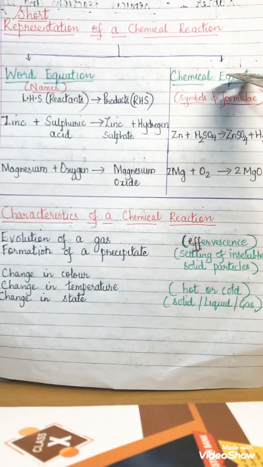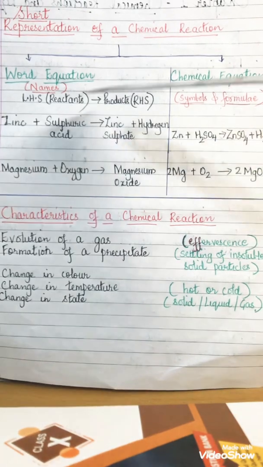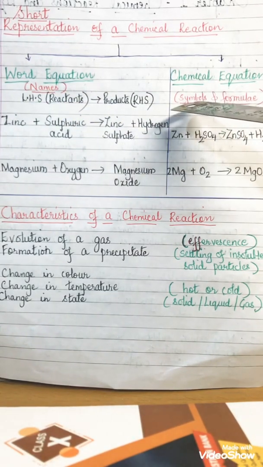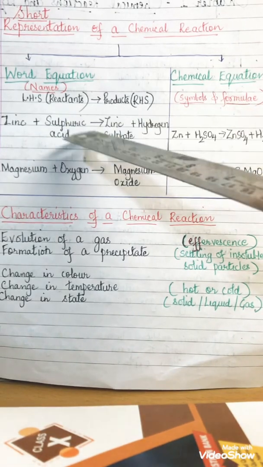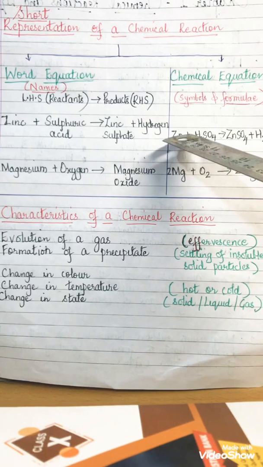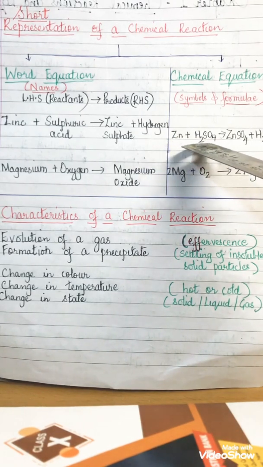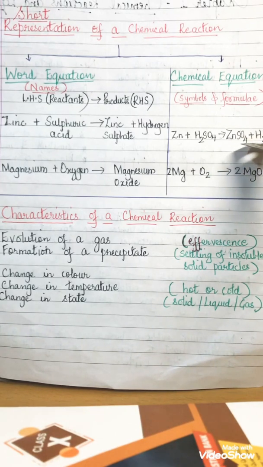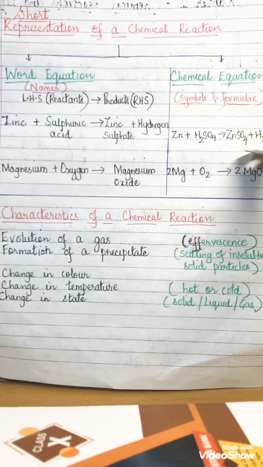Now, a chemical equation is the representation of a chemical reaction by using symbols and formulae. The word equation we had written by using names of the reactants and products. In a chemical equation, we are going to represent the chemical reaction by using symbols and formulae of the reactants and products. So this word equation of the reaction of zinc with sulfuric acid can be written in the form of a chemical equation by writing the symbol of the reactant, that is zinc, Zn, plus the formula of sulfuric acid, H2SO4, gives zinc sulfate, ZnSO4, plus hydrogen, H2. So Zn plus H2SO4 gives ZnSO4 plus H2.